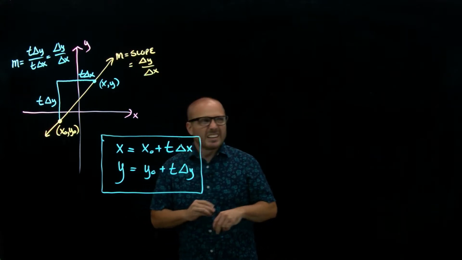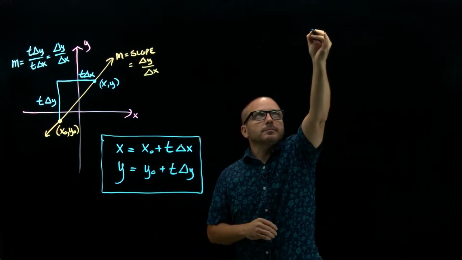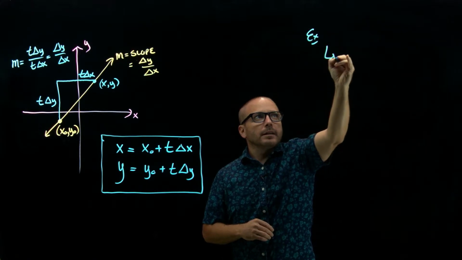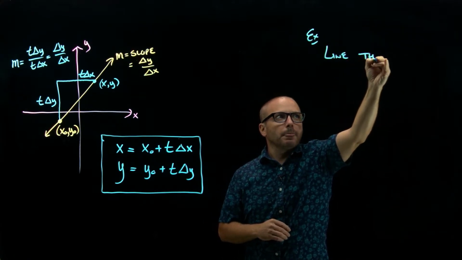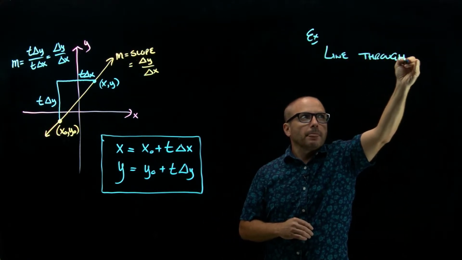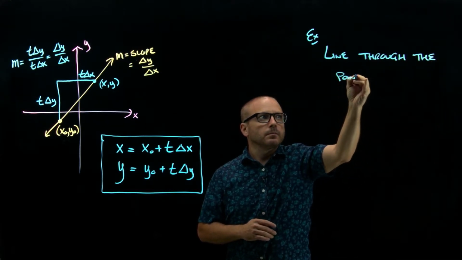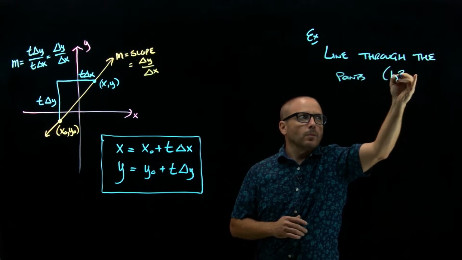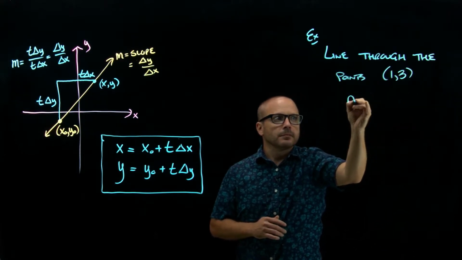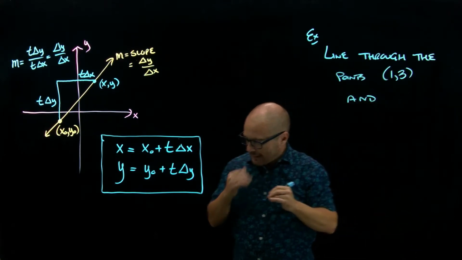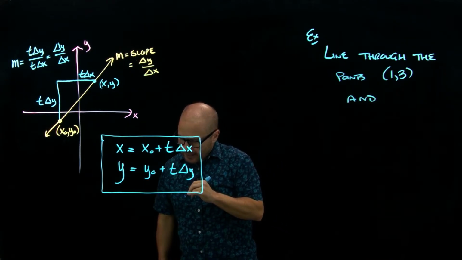Let's find the line through the points (1, 3) and (-4, 10).